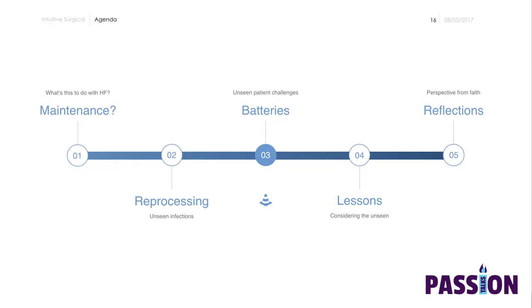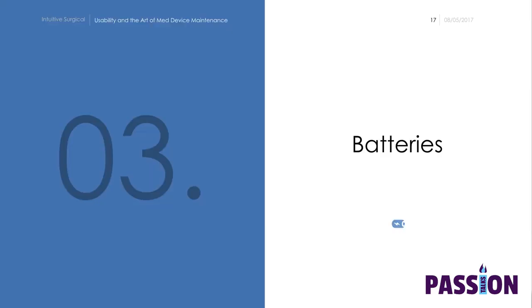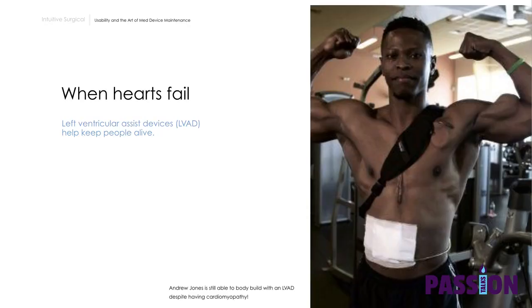This second example involves batteries. I don't know if you've heard of the left ventricular assist device, LVADs. They actually do pretty amazing things. These patients have serious cardiac issues, and this patient obviously has gained and maintained a level of quality of life despite having issues with his heart condition.